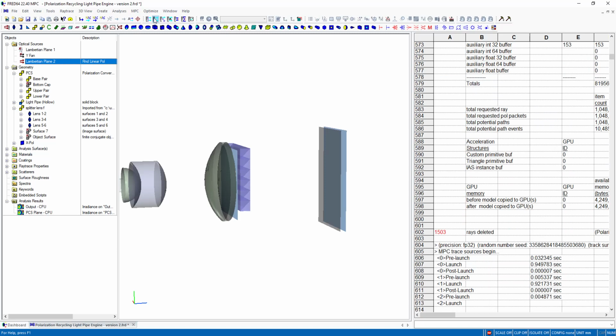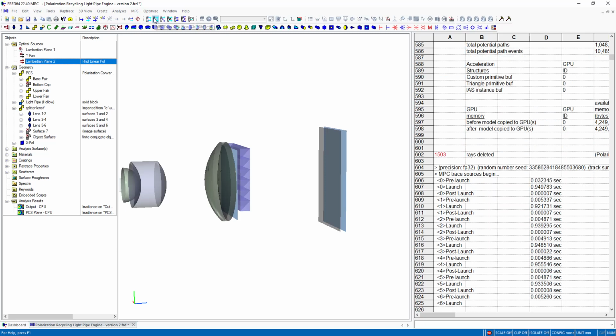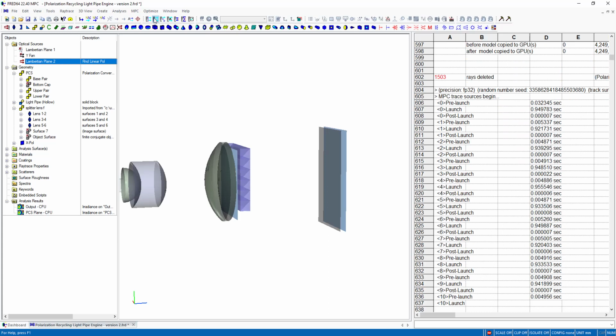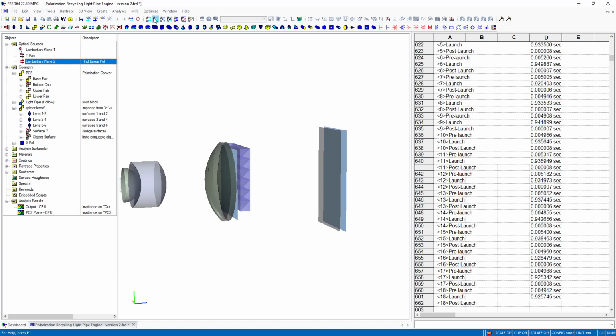So here is the ray trace in action. It's tracing around 1 million rays per launch, and each launch is taking around a second. So we would expect this trace to be finished in around 20 seconds or so. So nearly done, just finished a little under 20 seconds.